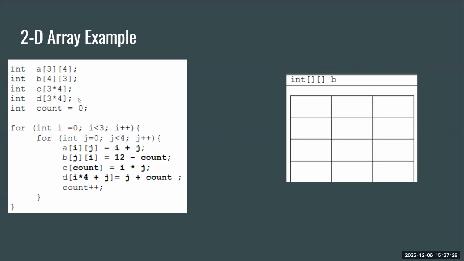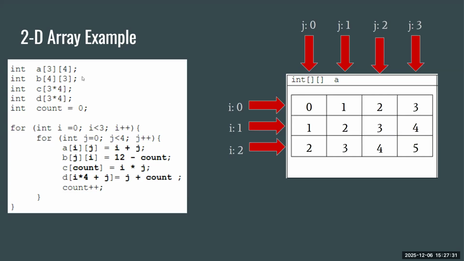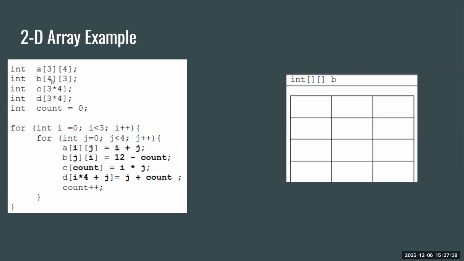So now we have B, and let me go back a slide. A was defined as 3 rows and 4 columns, and B is declared as 4 rows and 3 columns. So that's why it looks a little different. If we go through the iterations for B, starting over, you can see that I and J got flipped. So J is going to represent the rows.